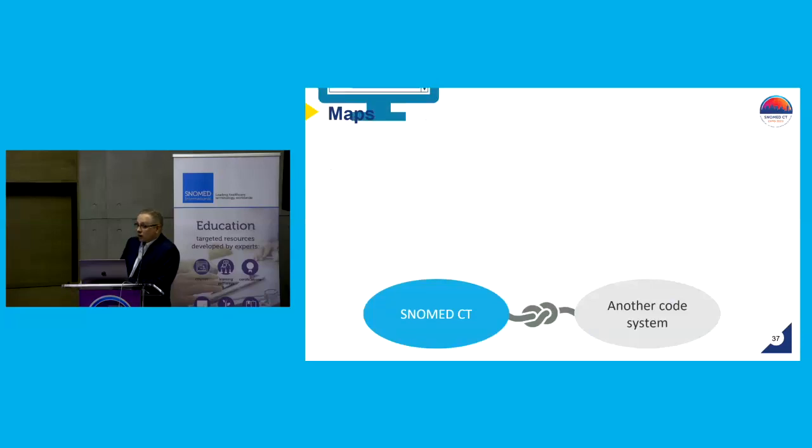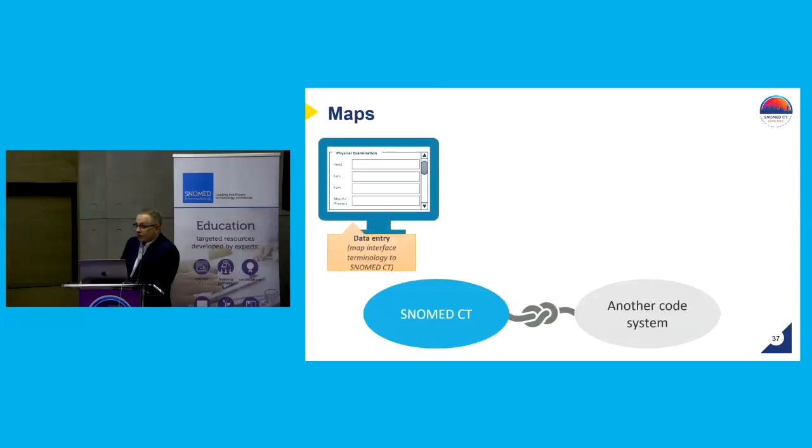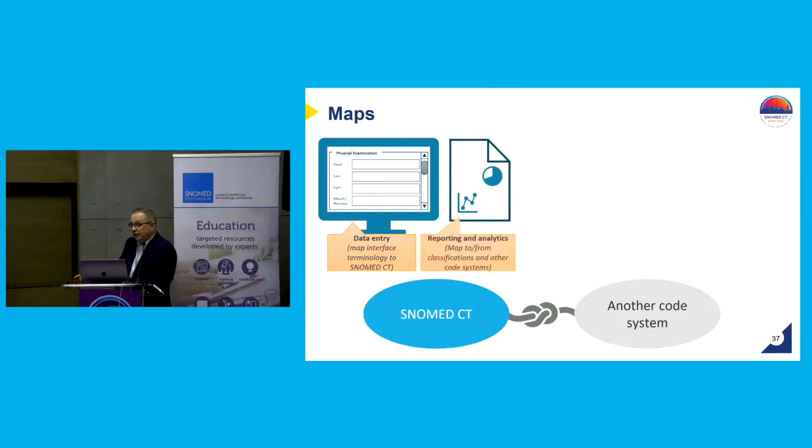So why would you use maps? Well, you might use them for data entry. So you may have an interface that then maps to SNOMED. So you may have your preferences of whether you want to use your local codes, but then map to SNOMED. Then there is reporting and analysis. So maps are very good for that classification. So mapping to, say, ICD-10.